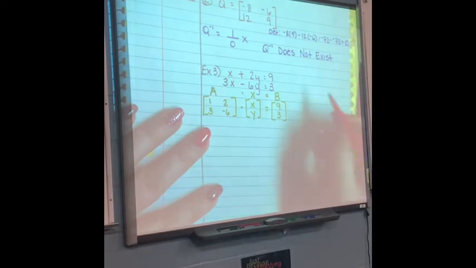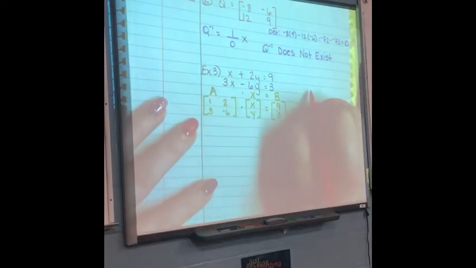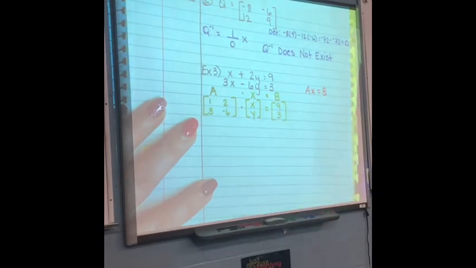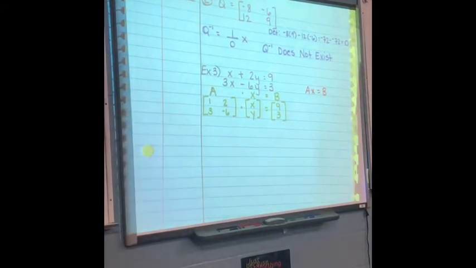So I want to take you back. I have this little equation here, AX equal to B. And I want to get x by itself. I want to know what my variable is. What do we do to get x by itself? We do the opposite. We do the opposite, yes?